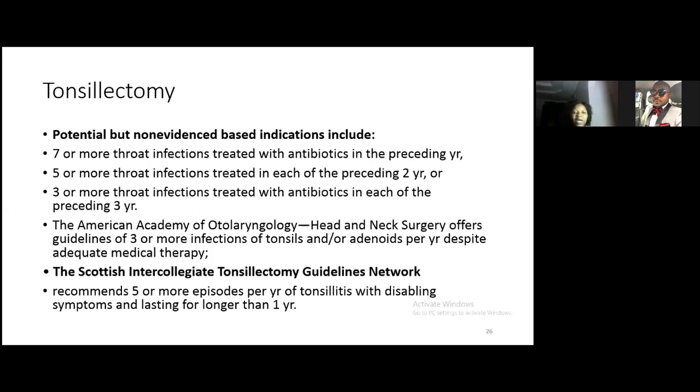Now, the American Academy of Otolaryngology, Head and Neck Surgery offers guidelines of 3 or more infections of the tonsils or adenoids per year despite adequate medical therapy. The Scottish Intercollegiate Guidelines Network recommends 5 or more episodes per year of tonsillitis with disabling symptoms, lasting for longer than 1 year.